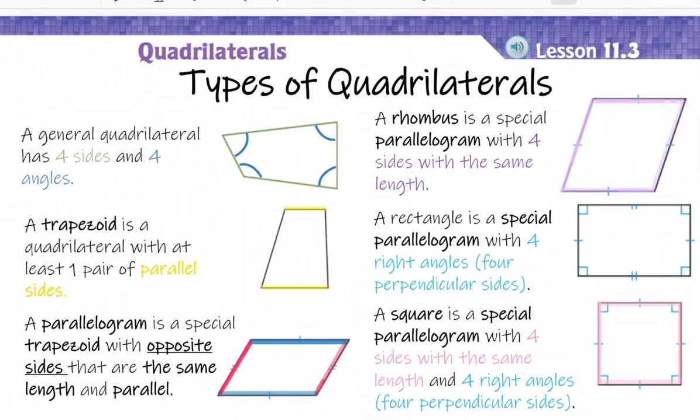So a parallelogram is a special trapezoid. Now this is really important. It's a special trapezoid with opposite sides, and these are opposite sides right here, that are the same length and are parallel. If we were to measure it with a ruler, it's the same length. Same thing here. These are the same length and they're parallel. But you're going to notice that these aren't the same length. If you were to compare a red side to a blue side, it's not parallel.